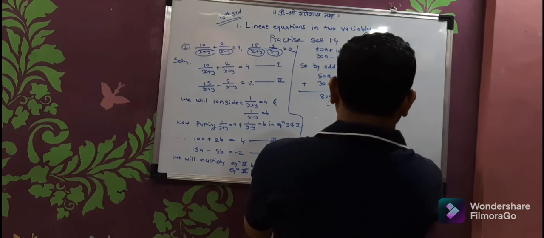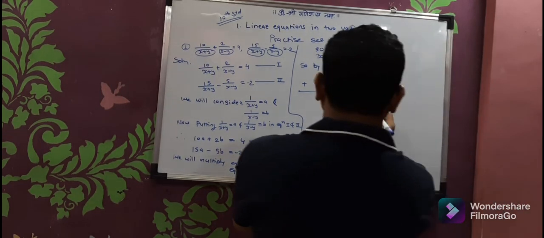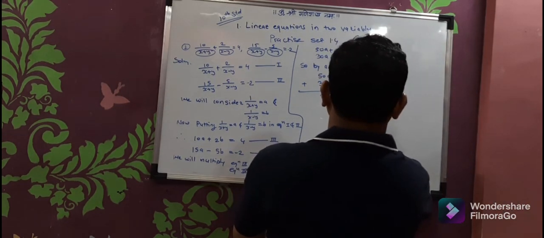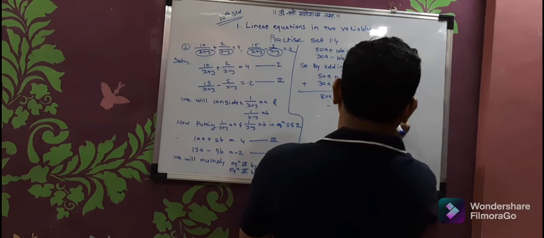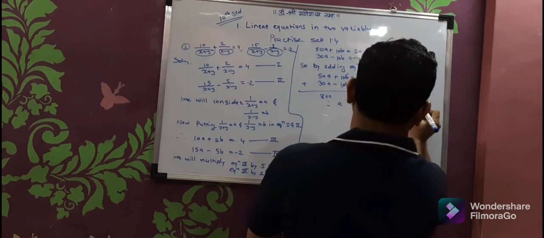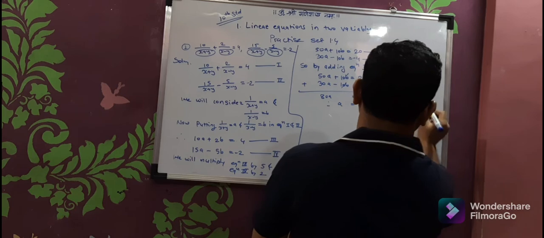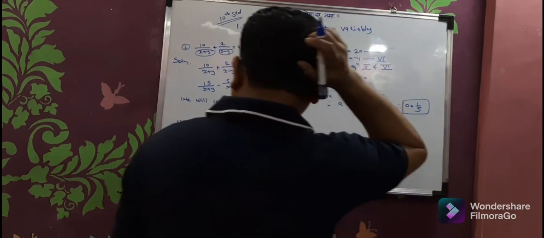So here the answer will come 16 upon 80 is equal to, 16 5s are 80, 1.5. So A is equal to 1.5. This is the value of A. Now we have to calculate the value of B.